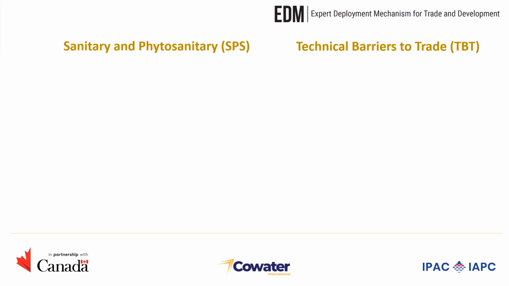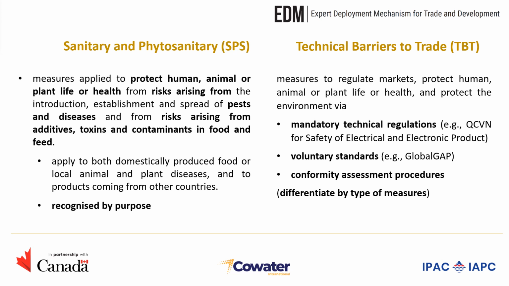We now focus on two non-tariff measures that are used more frequently than any other measure, which are the sanitary and phytosanitary or SPS measures and the technical barrier to trade or TBT measures. SPS measures refer to measures that are applied to protect human, animal, or plant life or health from risks arising from the introduction, establishment, and spread of pests and diseases, and from risks arising from additives, toxins, and contaminants in food and feed.